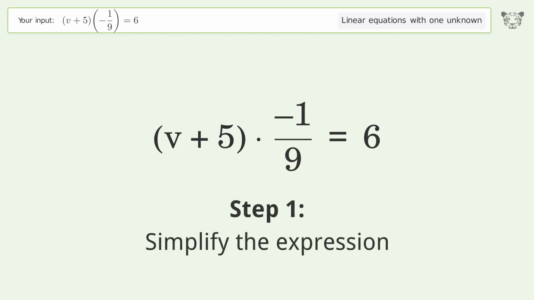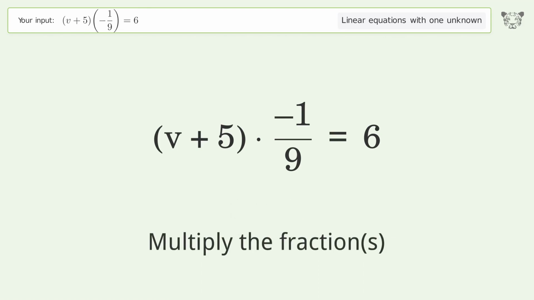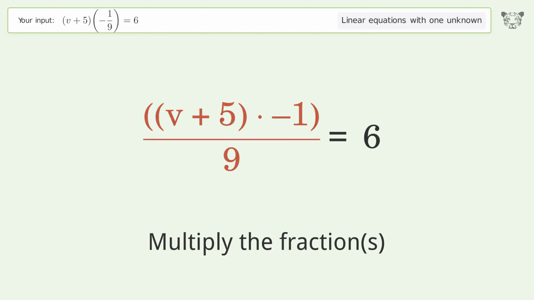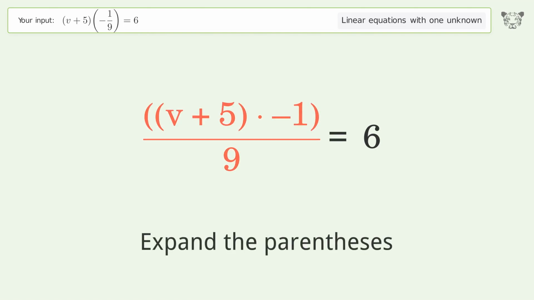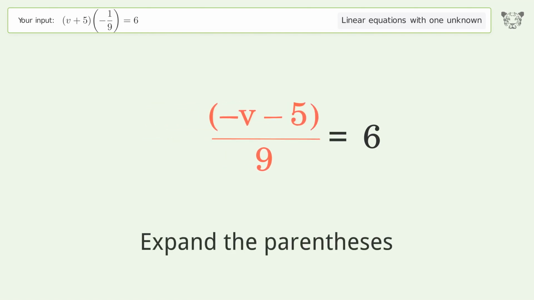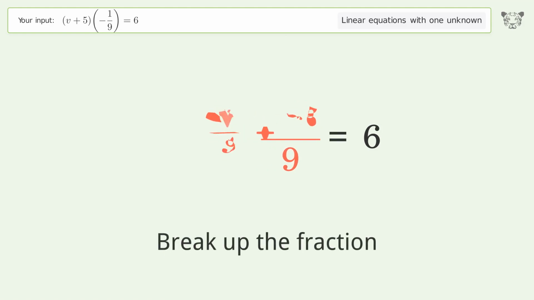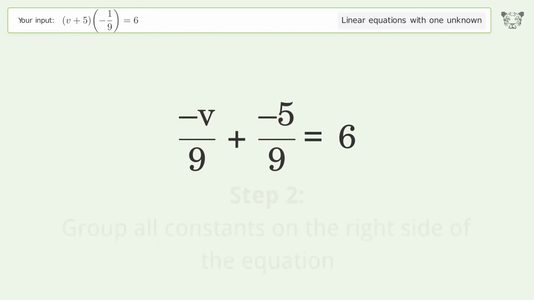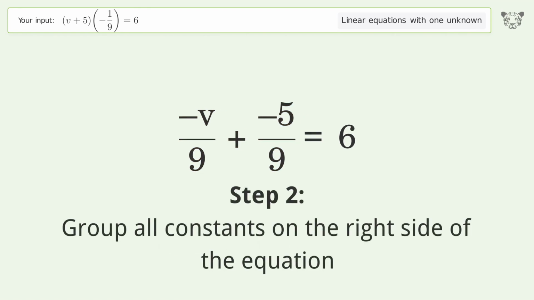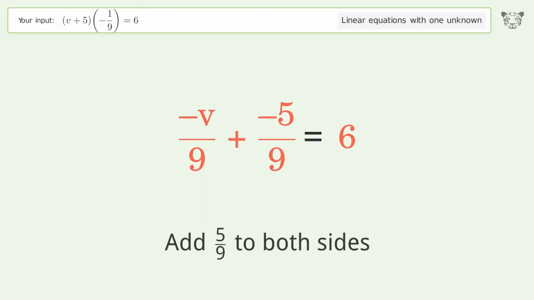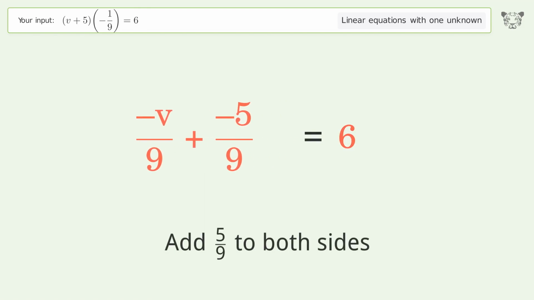Simplify the expression. Multiply the fractions. Expand the parentheses. Break up the fraction. Group all constants on the right side of the equation. Add 5/9 to both sides.